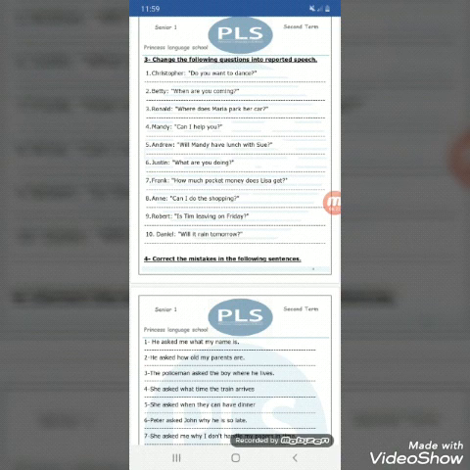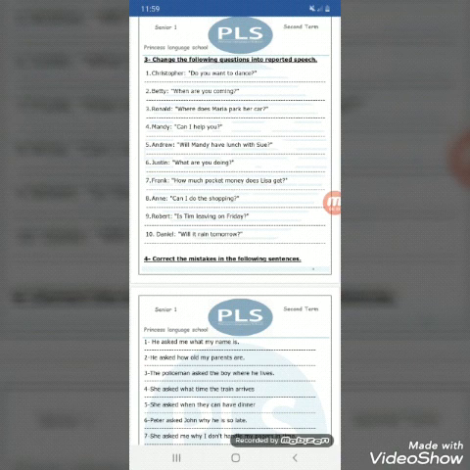And the last question, Daniel is asking, will it rain tomorrow? So I want to report what Daniel asked me. So I will say what? Daniel asked me if or whether it would rain the following day. Tomorrow will be turned to the following day, and will be turned to would. And this is a yes or no question, so I have to put if or whether.